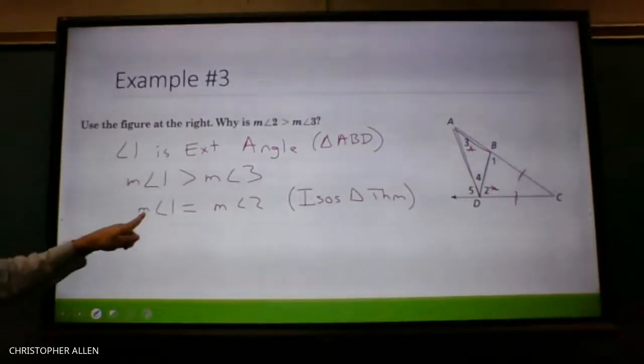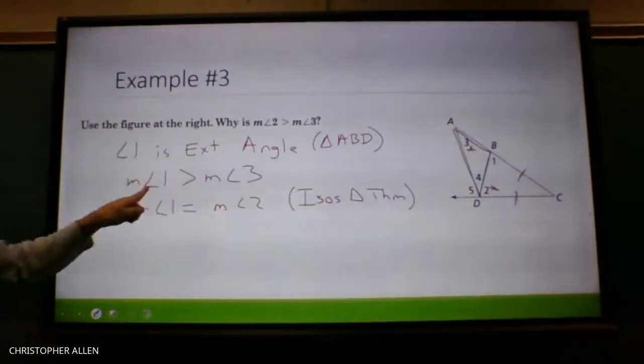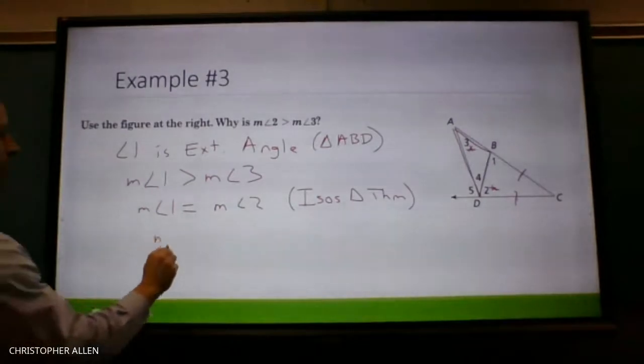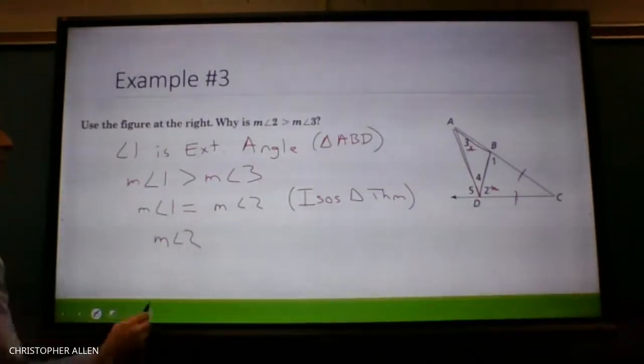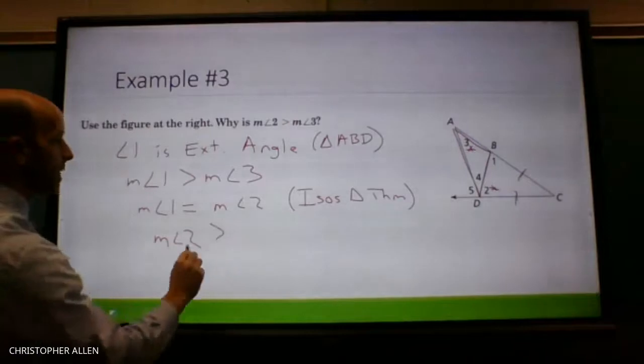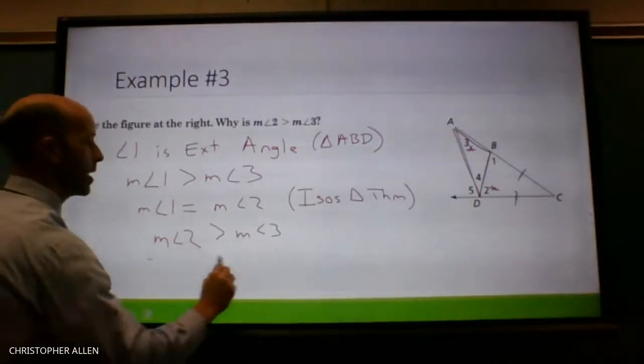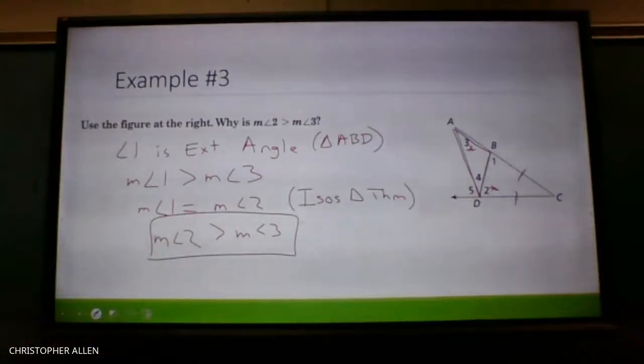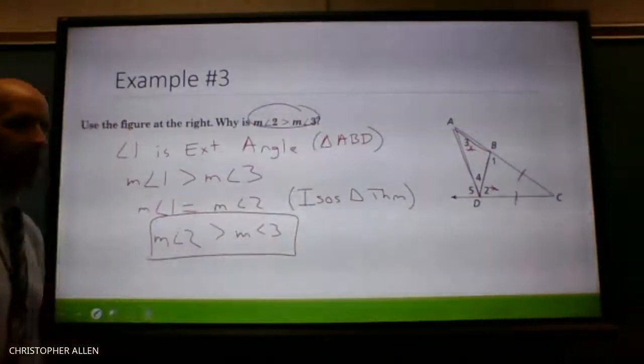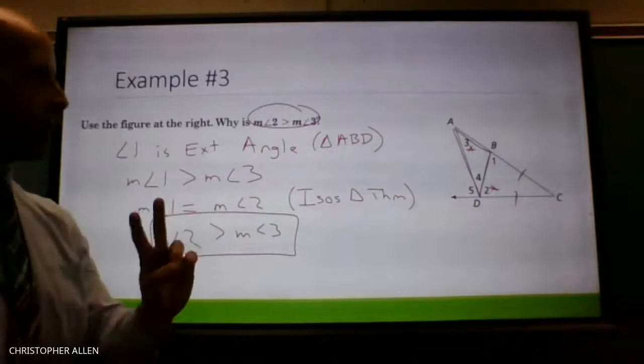And by the way, if the measure of angle 1 is equal to the measure of angle 2, then the measure of angle 2 could be substituted in for the measure of angle 1, which means that the measure of angle 2 is greater than the measure of angle 3. And that is exactly the result that we wanted to get. So let me explain what was going on there. There were a couple of things.